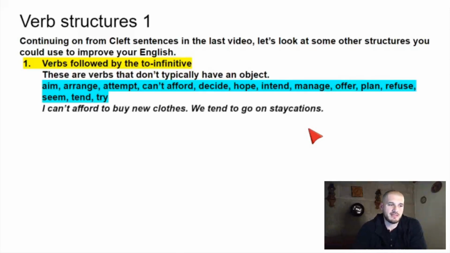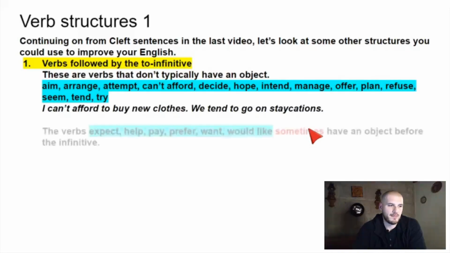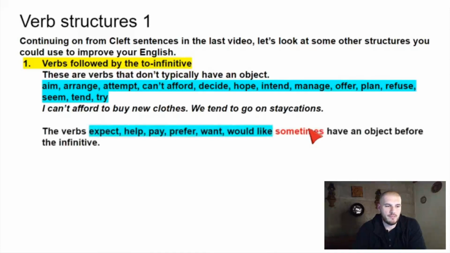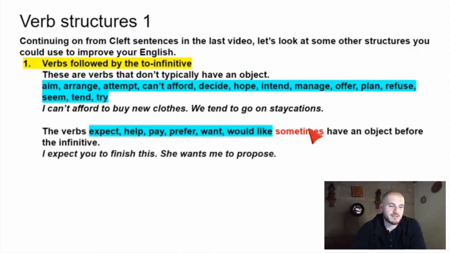For example, I can't afford to buy new clothes, okay? Or we tend to go on staycations. Staycation es una vacación pero en el mismo país, más barato. The verbs expect, help, pay, prefer, want, and would like sometimes have an object before the infinitive, right? For example, I expect you to finish this. She wants me to propose, okay? So that has the object between the verb and the infinitive.